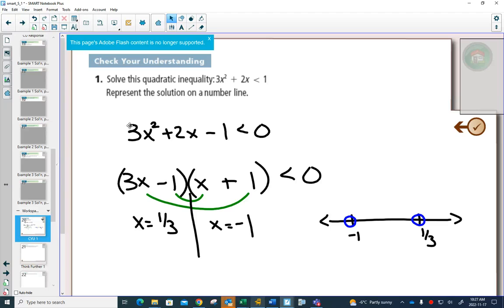This would be 3 times 1 plus 2 is 5. 5 minus 1 is 4. Is 4 less than 0? No. This section then, everything in that section will be false. So we can do one test point, and then we know everything in that section will be false. In between -1 and 1/3, 0 is a beautiful one to use. Anytime you can use 0, mental math is easy. 0 plus 0 minus 1 is -1, less than 0. Yes, we know this section is true.